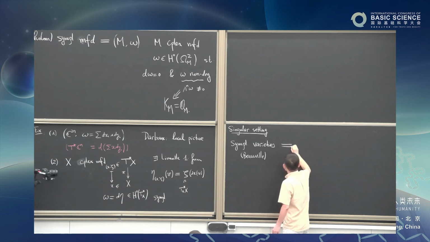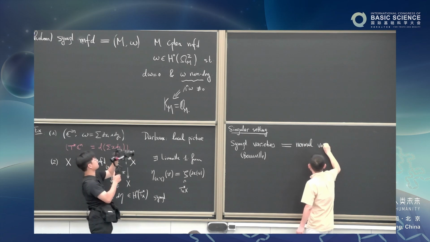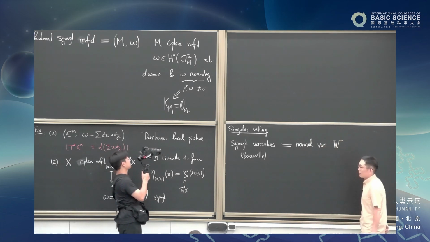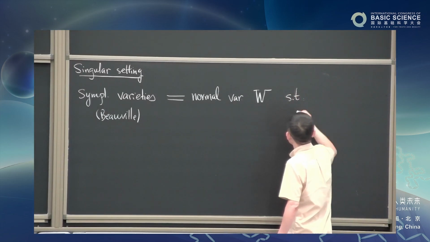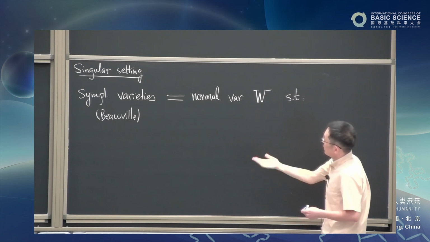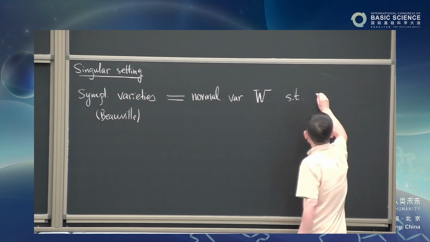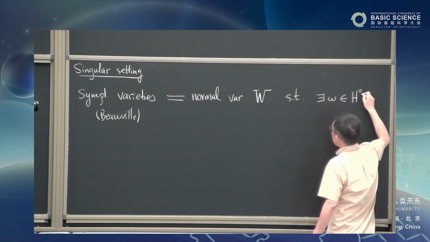So this is just a normal variety, normal variety, say W. It's normal and moreover such that it has two conditions. First of all, the smooth part admits a symplectic structure. So there exists a symplectic structure on the regular part.